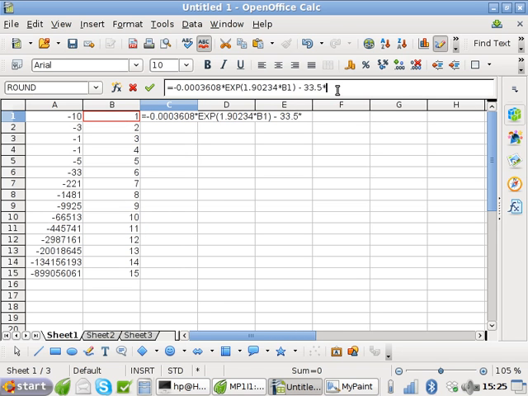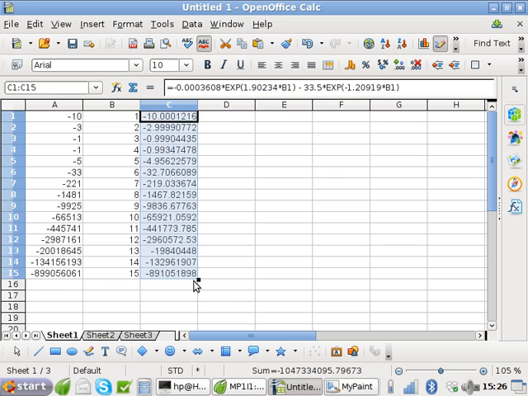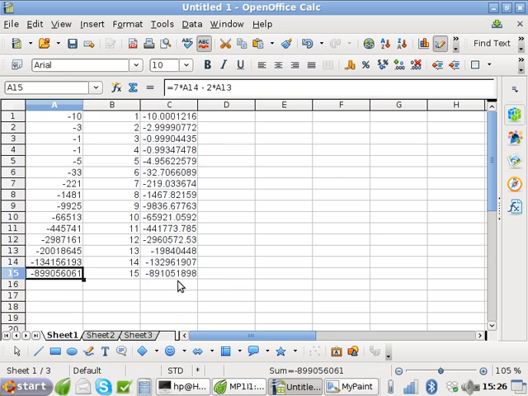33.5 exp, and then minus 1.20919 times n. So it's pretty close, isn't it? Minus 10, minus 10. So if I copy this down, it's not too bad actually.